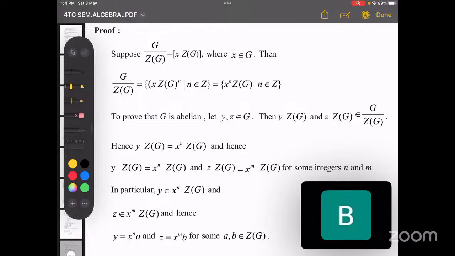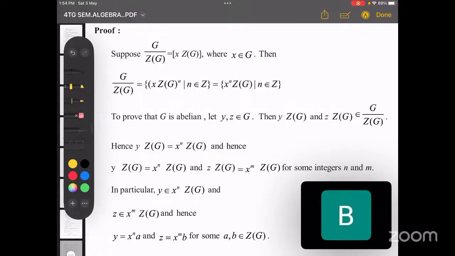And zZ(G) also we are writing in the form x^m Z(G), for some integers n and m. So we are defining these from the above. In particular, y belongs to x^n Z(G), and z belongs to x^m Z(G).